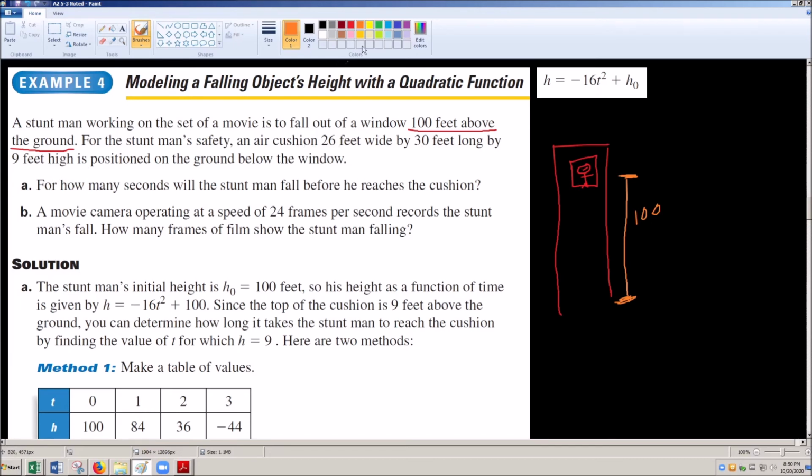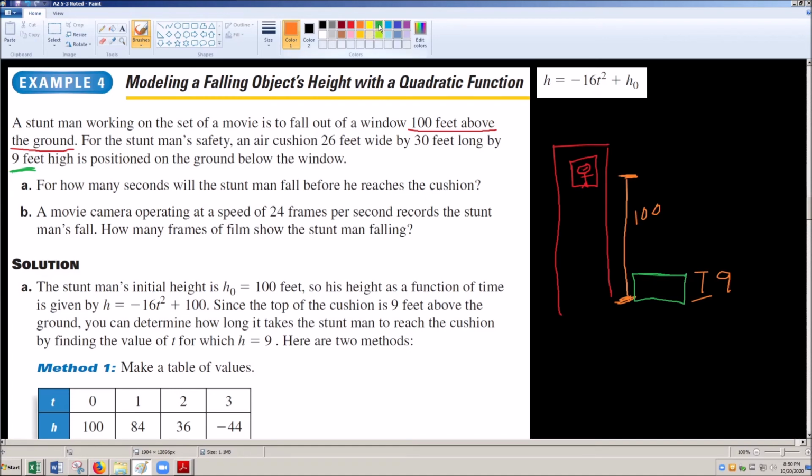So, I guess it's important that I don't want him to miss the cushion, but in general, I'm really concerned with height here. So 9 feet high. I'm going to draw a little stunt cushion here, the height of which is 9 feet. As I look at this thing, he's going to go from 100 feet to hit the cushion at 9 feet. So his initial height is 100. And then when he hits the bottom, that's going to be at 9 feet above the ground. So here, we're going to say how long before he reaches the cushion.